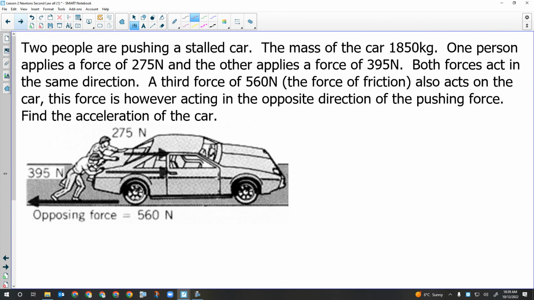All right, let's do this example. Very simple Newton's second law type of question. Okay? So we got two people pushing a stalled car. We know the mass of the car is 1,850 kilograms.